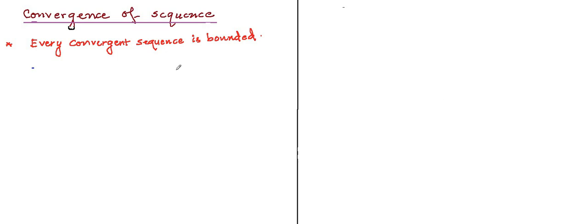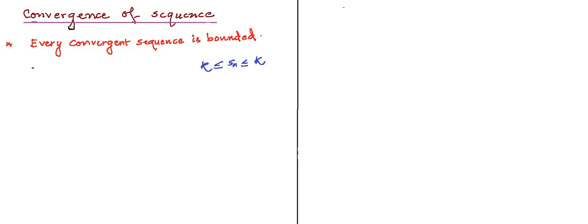Let us discuss some important theorems related to convergence of sequences. Our first theorem is that every convergent sequence is bounded. So we have to prove that if we have a convergent sequence, it will be bounded. If you recall the previous video, bounded means you have a particular maximum value and minimum value: you must have a capital K and a small k which satisfy the whole inequality.